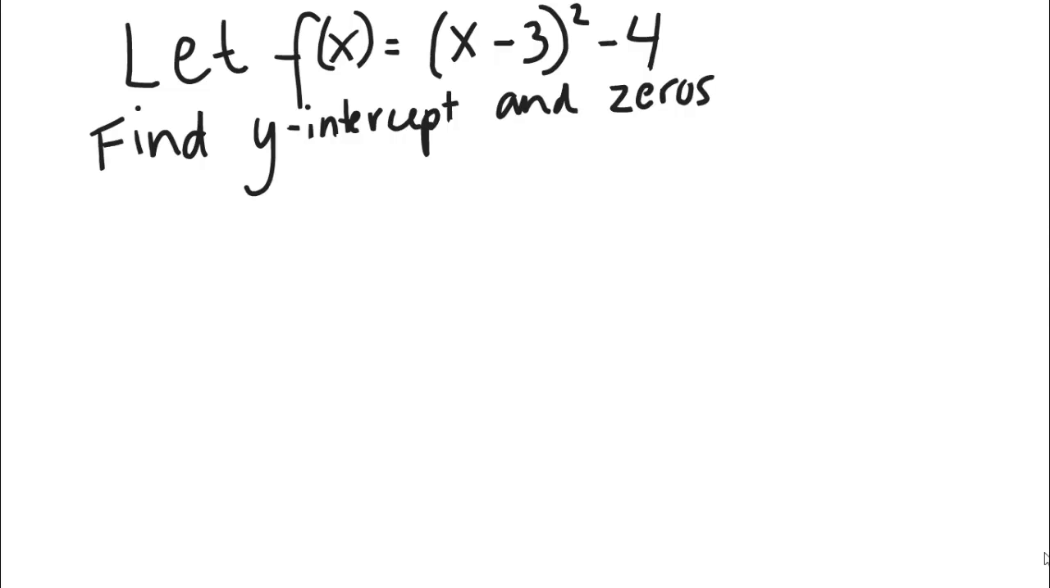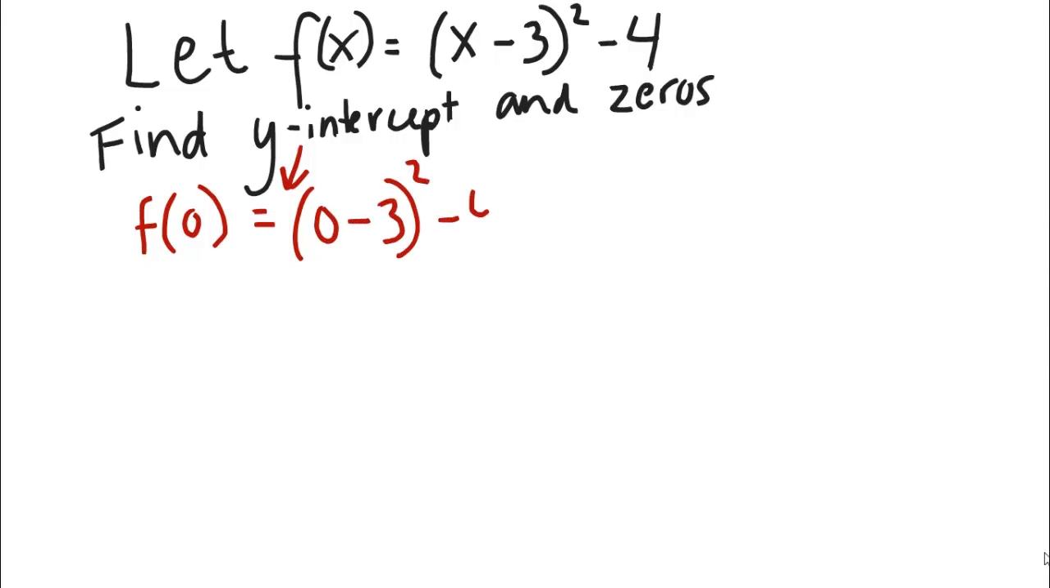Find the y-intercept. What we want to do to get the y-intercept is set x equal to 0. So what that means is we're looking for f of 0. Let's plug in 0 minus 3, the quantity squared, minus 4. Well, -3 squared is 9. 9 minus 4 is 5. Our y-intercept was (0, 5).